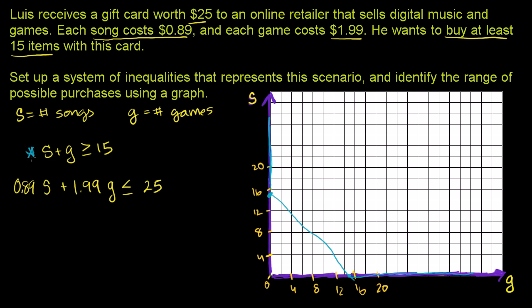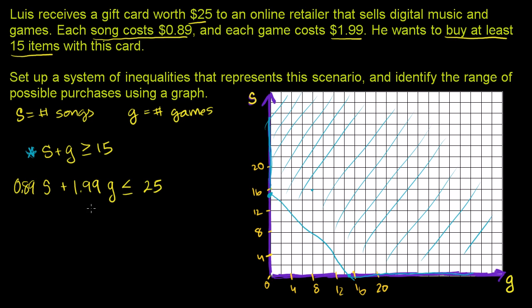So this constraint right here is all of this. All of this area satisfies this. If you pick any coordinate here, it represents, and really you should think about the integer coordinates because we're not going to buy parts of games, combinations of S and G where you're buying at least 15 games. For example, here you're buying 8 games and 16 songs. That's 24. So you're definitely meeting the first constraint.